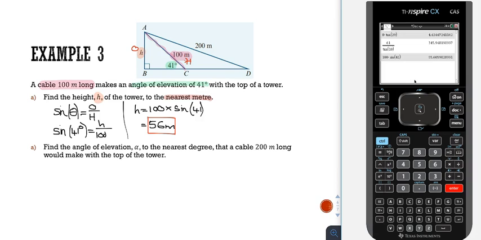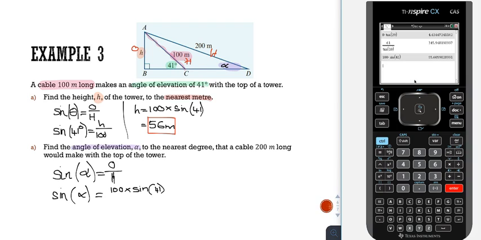Part B is find the angle of elevation, alpha, to the nearest degree that a cable 200 meters long would make with the top of the tower. So alpha is this angle of elevation in here, where our hypotenuse is now 200, and our height, the height of the tower, is what we've just calculated. Now there's some flashing light issues with this. So when I go through and do it, my normal calculations occur. So find the ratio, awesome, substitute in what I know, great.